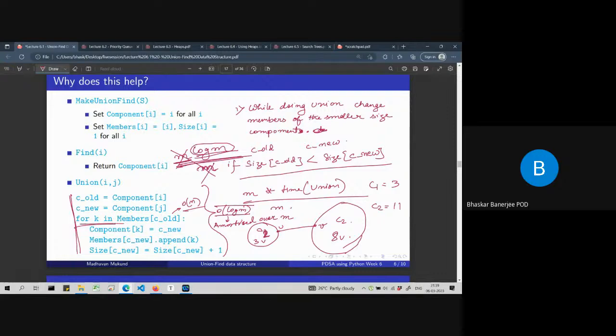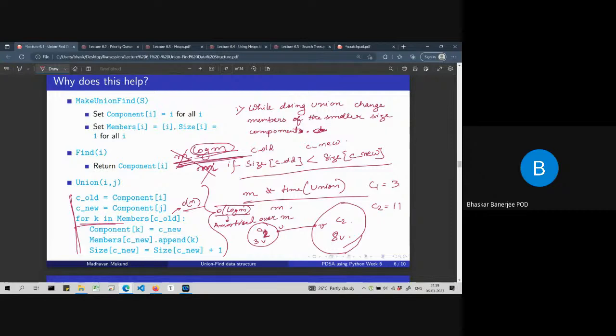So initially your union operation would take very little time, but as you grow towards the final component, as you go to the end of your algorithm, then towards the last it would take more time because now the component size would increase, right? So because it is taking lesser time in the start and more time at the end, that's why I am doing the average and telling, okay, that's why the average is overall longer.